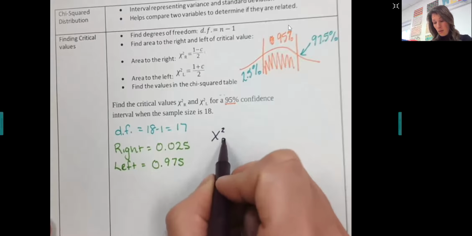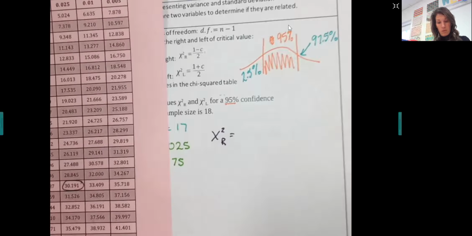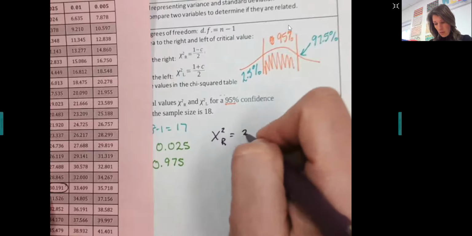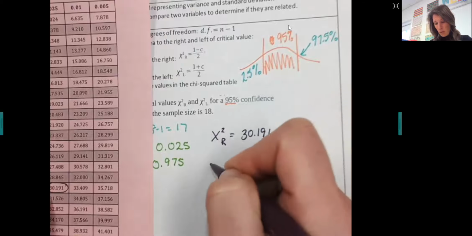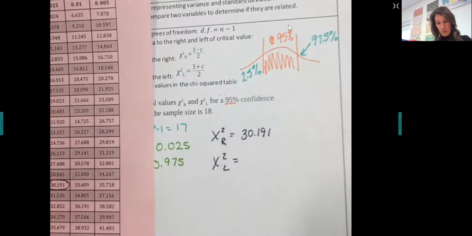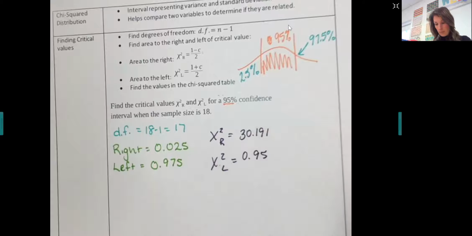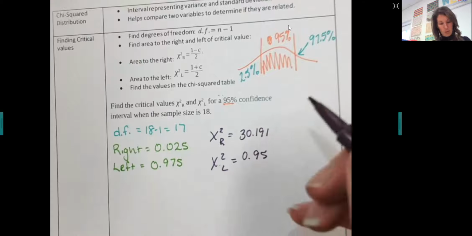So my x squared R is equal to 30.191, and my x squared L is equal to 8.672. Oops, I'm sorry.